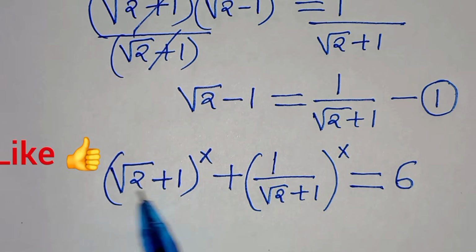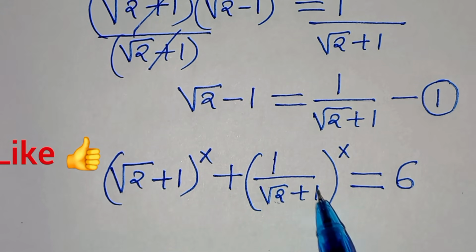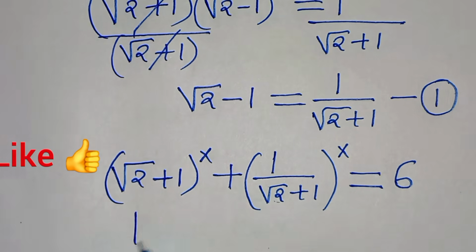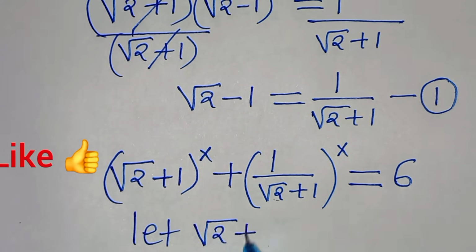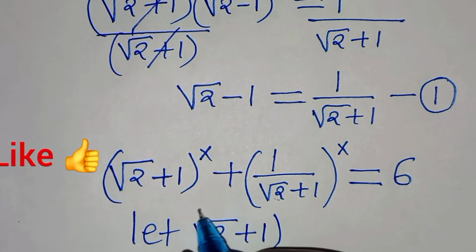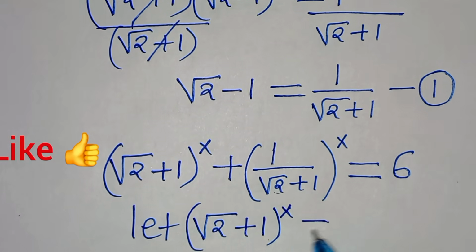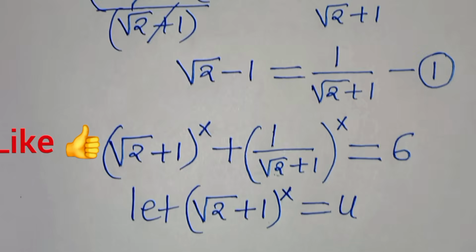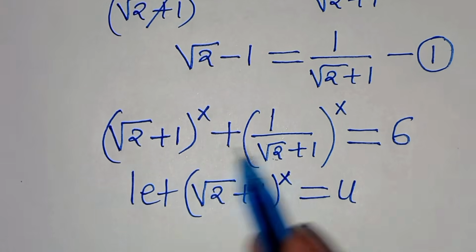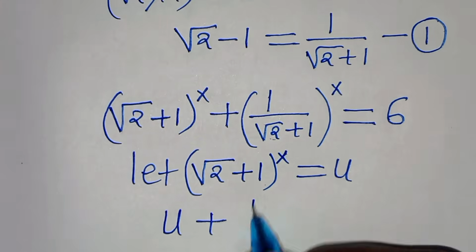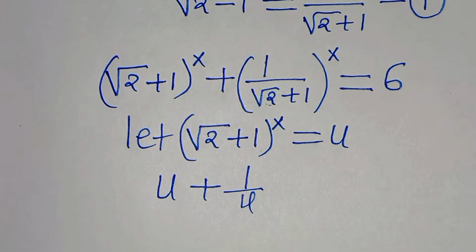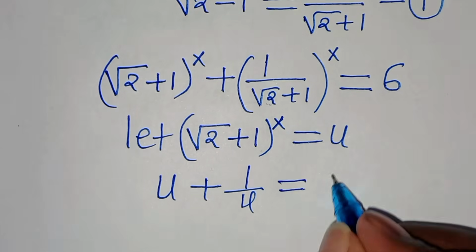We have √2 + 1 and √2 + 1 here. So we can let (√2 + 1)^x be equal to u. Now let's substitute u back into the equation here. So this means we have u + 1/u. This is equal to 6.